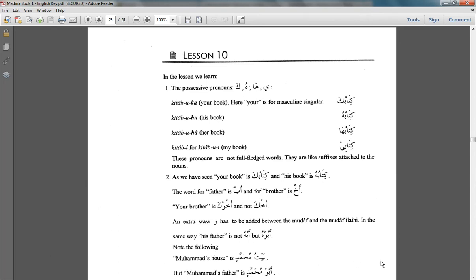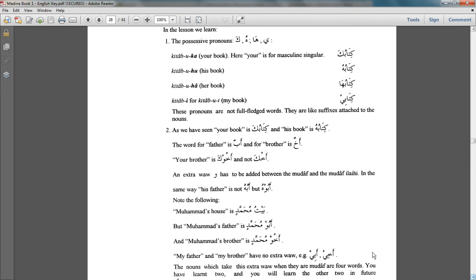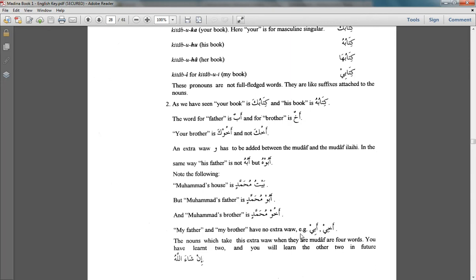And note the following: Muhammad's house is Bayt Muhammadin, but Muhammad's father is Abu Muhammadin. So also in the case of making a mudaf ilayh of a regular noun, you have to put the waw there to connect the two. Muhammad's brother is Akhu Muhammadin. My father and my brother have no extra waw, so you would just put Akhi and Abi over here. Unfortunately, in slang Arabic nowadays, people use it wrong. They say akhuya and abuya, and this is obviously incorrect. You're supposed to say akhi and abi.